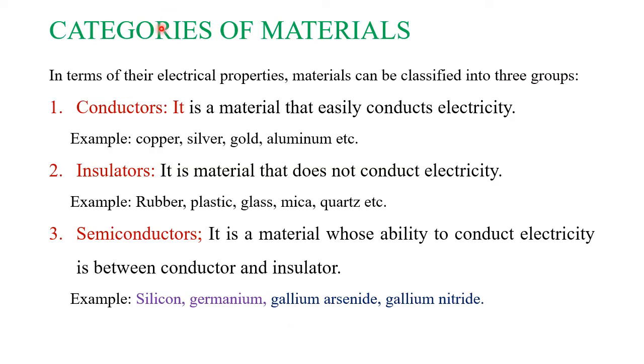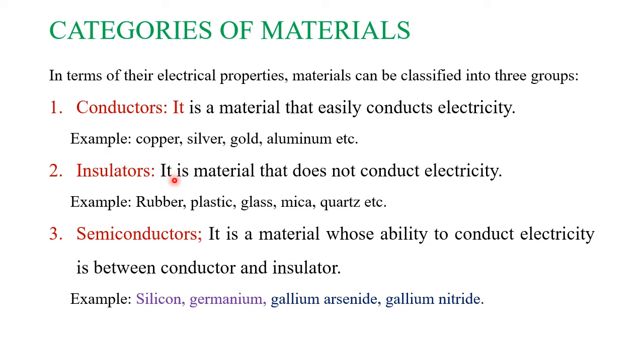All right. Now let's see about the categories of materials. In terms of the electrical properties, materials can be classified into three groups. One is the conductor, the second one is insulator, and the third one is semiconductors. In general, conductors are the ones which easily conduct electricity. Examples: copper, silver, gold, aluminum, and so on.